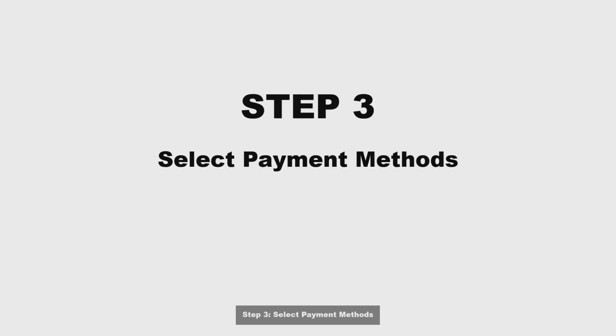Step 3. Select Payment Methods. Scroll down to find the option labeled Payment Methods or Linked Accounts. Tap on this option to view your current payment methods.